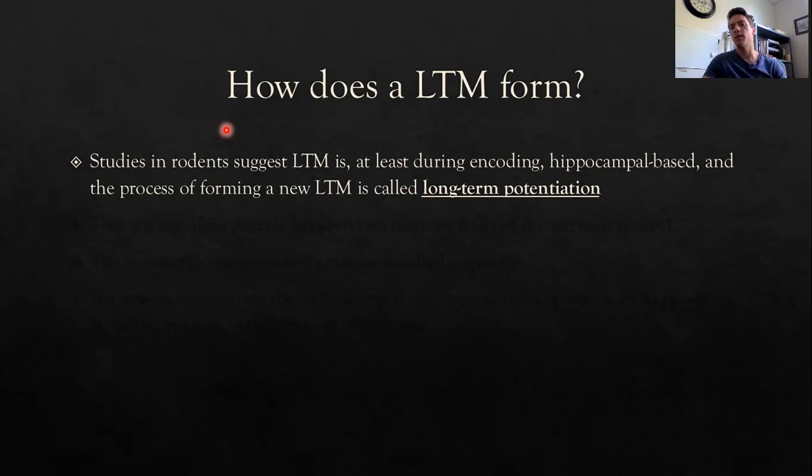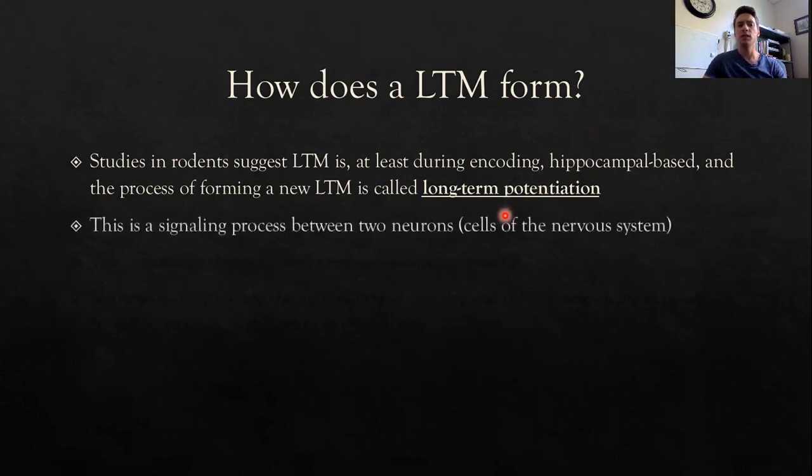We also saw this with our lesion studies in humans, lesion studies meaning studies in which patients had their hippocampi removed, like HM. But this research, again done in rodents, suggests that the process of forming a new long-term memory, which is carried out in the hippocampus, is referred to as long-term potentiation. Now, long-term potentiation is a signaling process between two neurons.